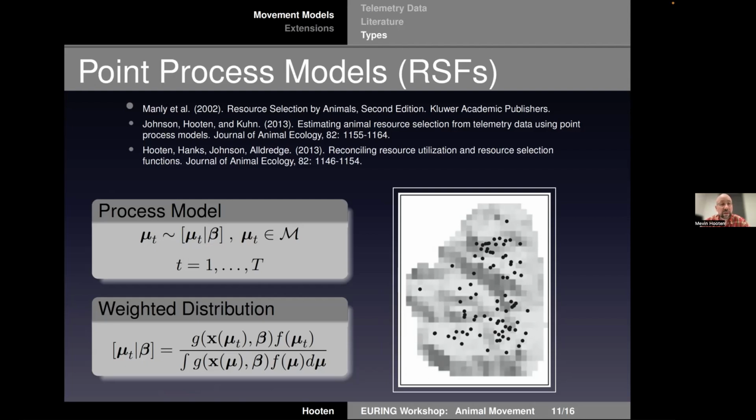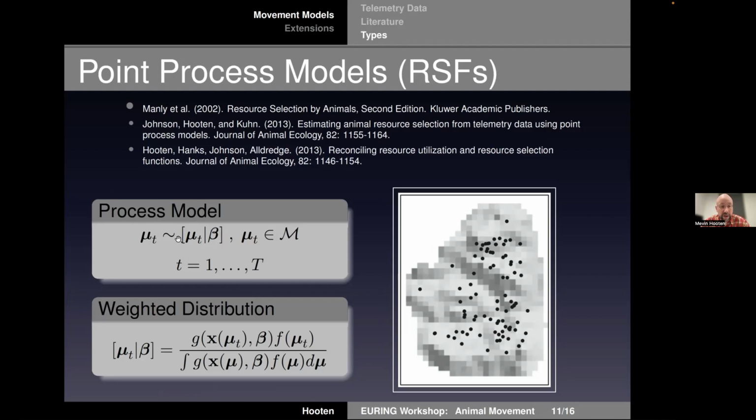So this is one of the original ways to analyze these data, using what was referred to as resource selection functions. But it wasn't until a while later that people realized these are really just statistical point process models, and so we can use the same framework for that.